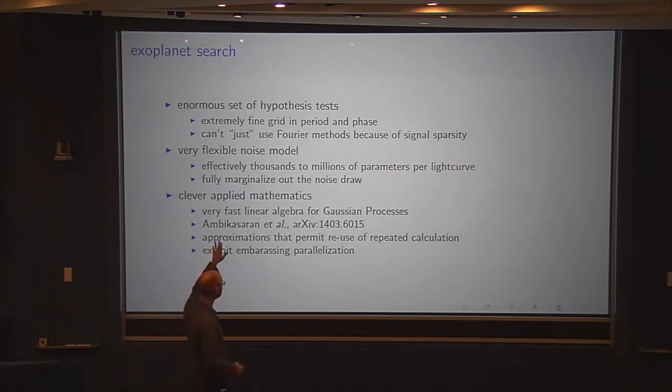We have this very flexible noise model. Ignore the first point there, because there are many different projects we're doing here. But the one I'm going to talk about, what we do is we fully marginalize out the noise. There's this 150 parameter noise model. That's your 150 components. We're not going to fit them and subtract them. We're going to consider the posterior beliefs about the exoplanet, marginalizing out all possible values for the noise parameters that are consistent with the data.